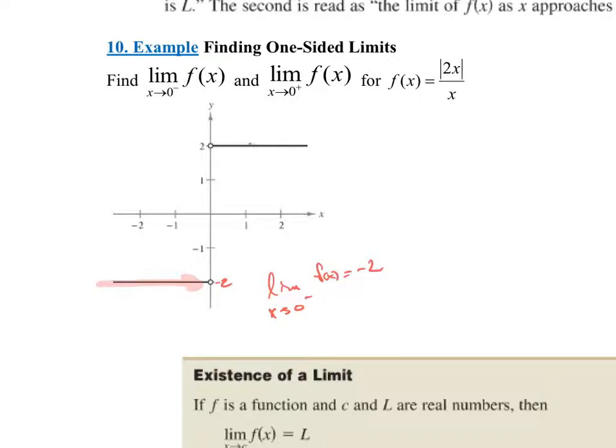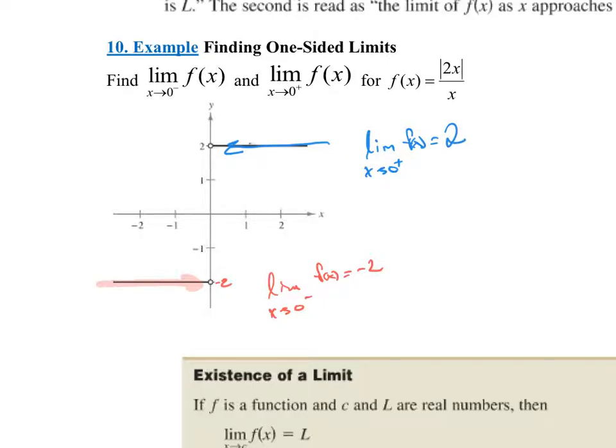Now let me look from the right. As I come in from the right, notice where I'm approaching. Well, I'm the same value every single time. My y value in this case is 2. So what could I say here? I'd say the limit as x approaches 0 from the right of this function is positive 2.